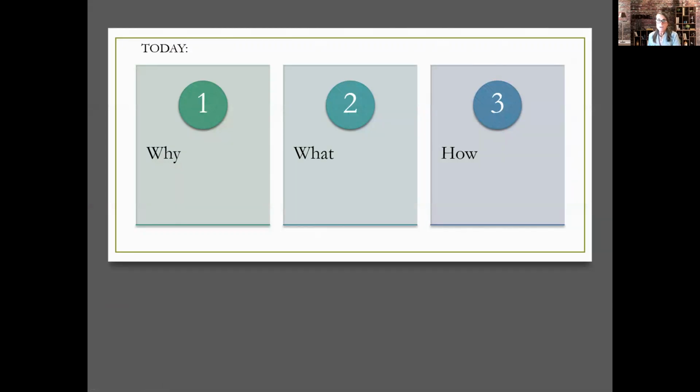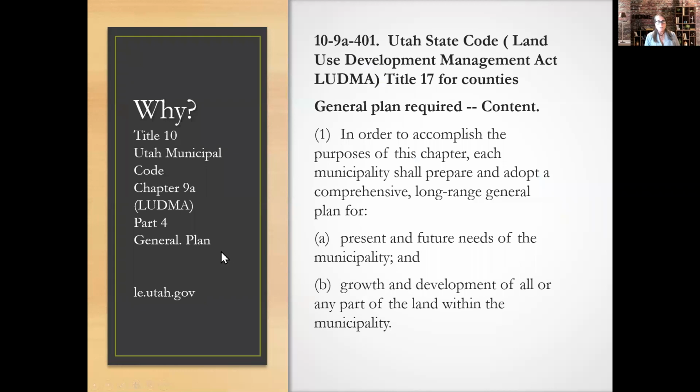Today, we're going to talk about why we need it, what it entails, what is required, and then how you may use it. So we're going to start off with a citation here. And again, this is the document that I'm sure you all have and use and keep by your bedside table and in your bookmarks on your phone: the Land Use Development and Management Act. That is Title 10 of the Utah Municipal Code, Chapter 9A, and that is where all of our source of authority comes from. And again, at our session last Thursday, we went through the details of those powers and duties. So if you'd like to, you can always look at that recording.